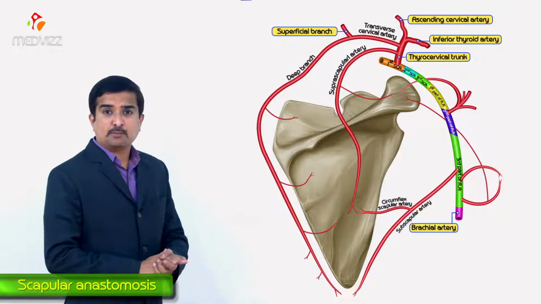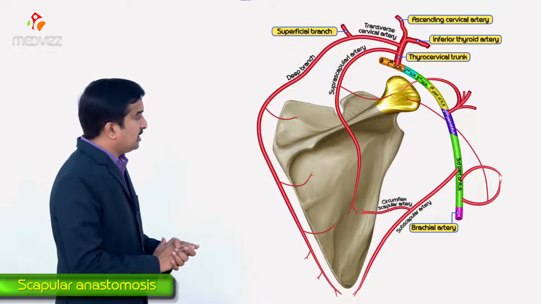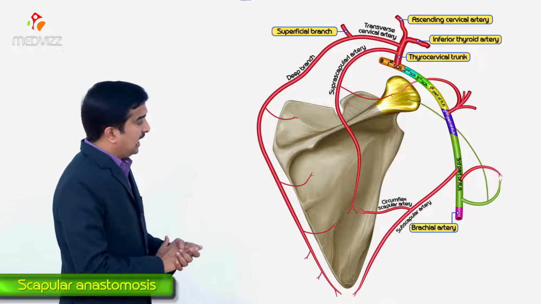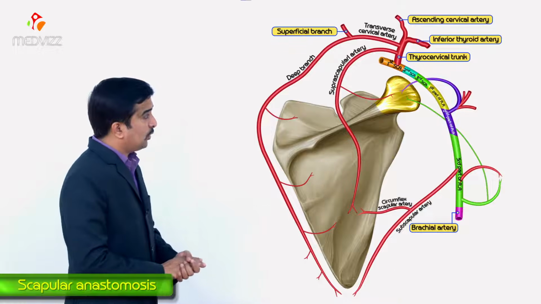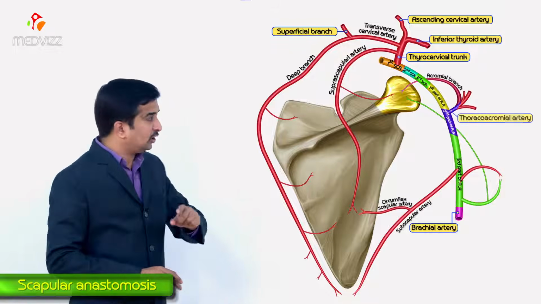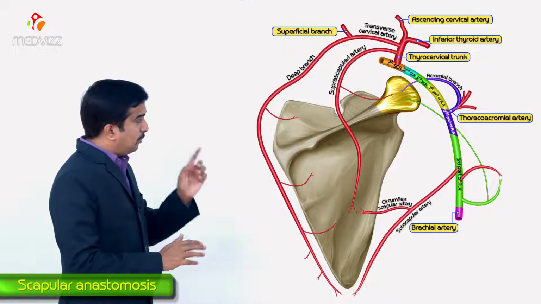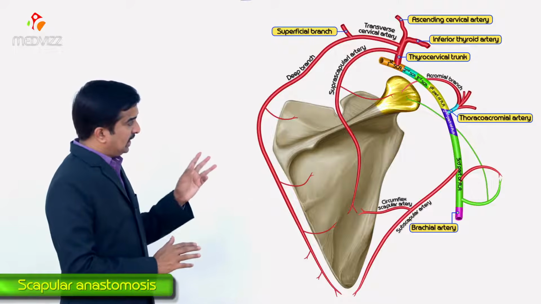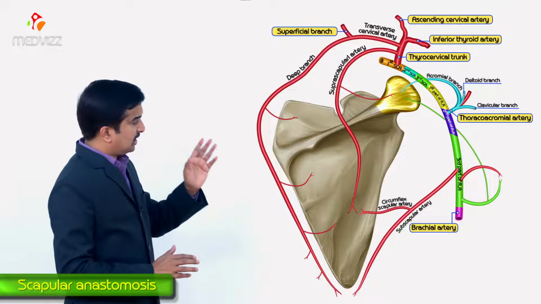When we see the anastomosis around the acromion process of the scapula, the acromial anastomosis is maintained by three important arteries. Here, not only the third part of the axillary artery, the second part of the axillary artery is also taking part in the anastomosis around the acromion process. If we talk about these arteries, the acromial branch of the thoracoacromial artery, we know that the thoracoacromial artery is a branch of the second part of the axillary artery. This thoracoacromial artery gives off four branches: the acromial branch, deltoid branch, clavicular branch as well as pectoral branch.